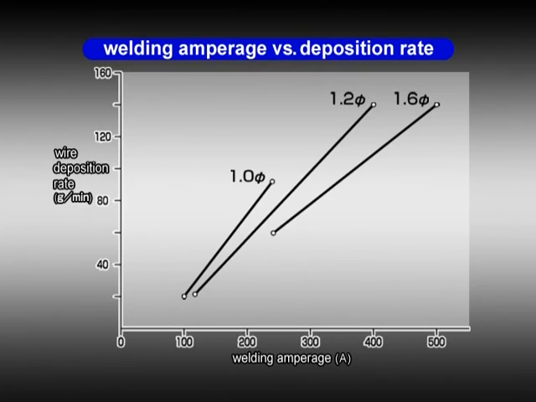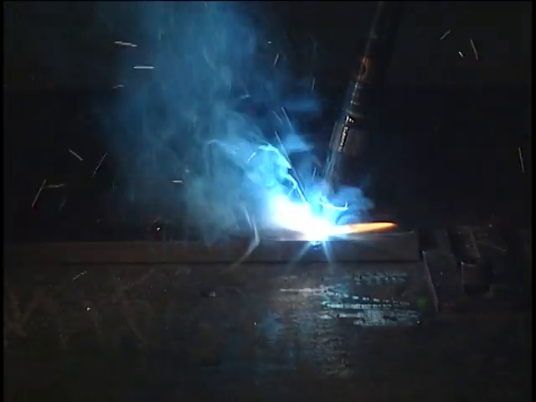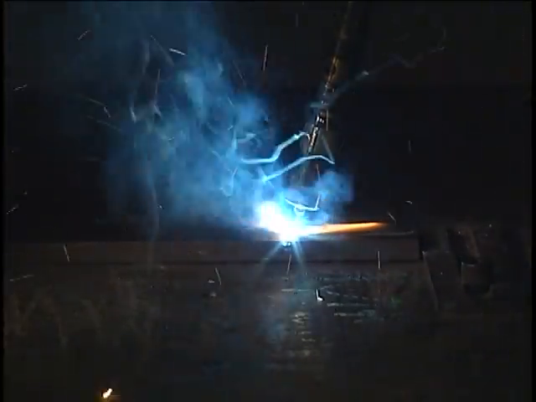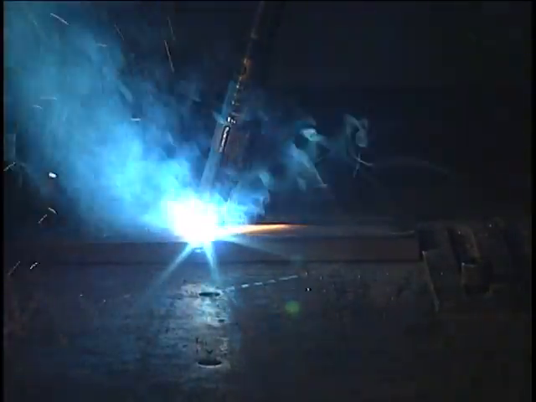This is a chart showing the relationship between welding amperage and wire feed speed. When the amperage increases, the thermal energy becomes larger and the wire melting rate is increased. Compare the weld bead appearance when the welding amperage is changed between 200 amps, 260 amps, and 340 amps.